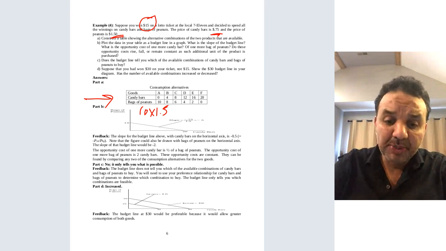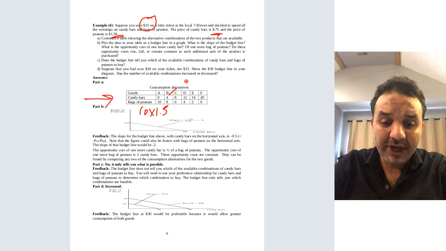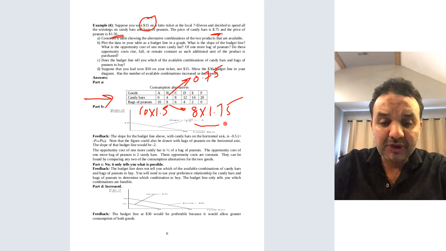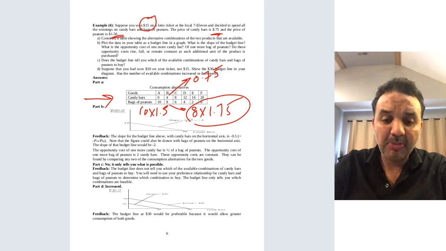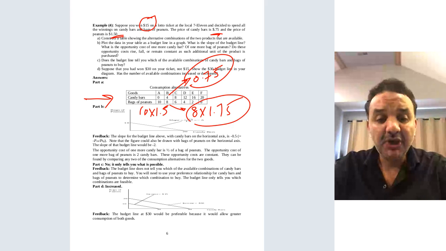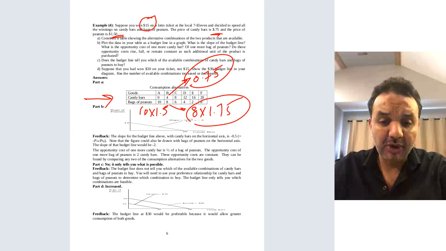What about choice B? In choice B, you can buy 4 candy bars, and each candy bar is 75 cents, and 8 bags of peanuts. So if you multiply 8 times $1.50 plus 4 times $0.75, you will get $15. So again, option B is doable. And the same for the other choices.